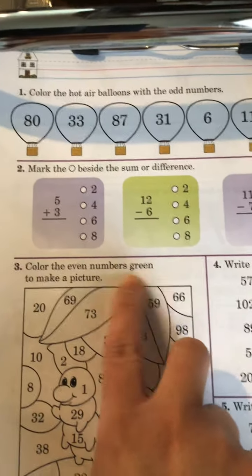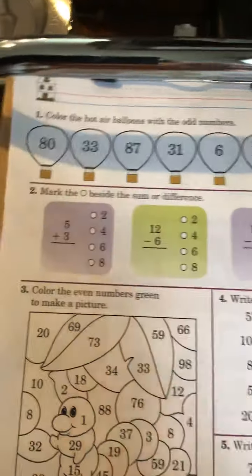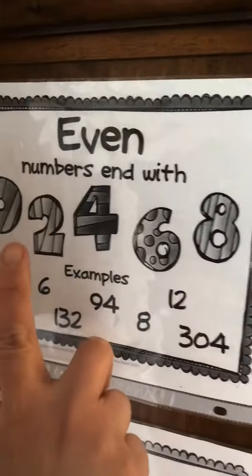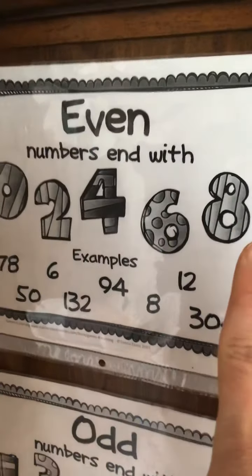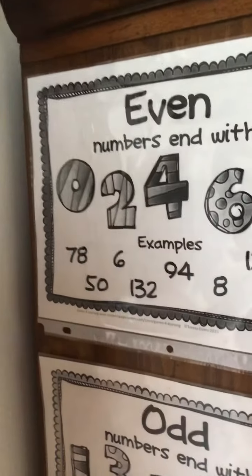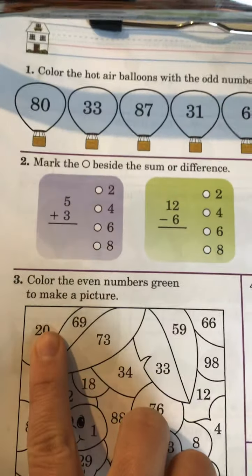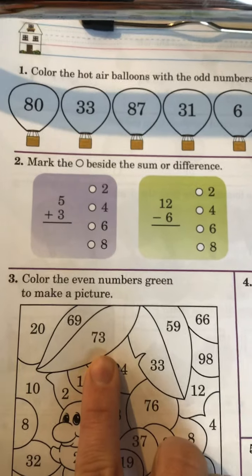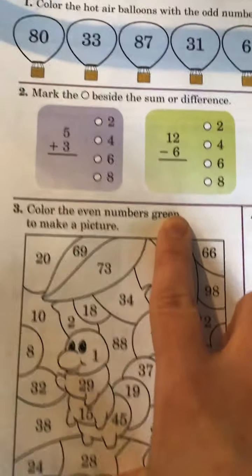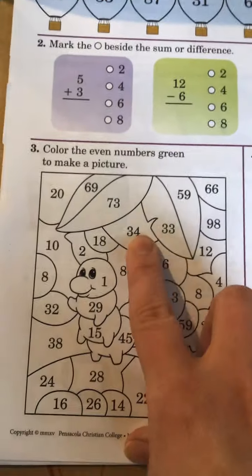Right here, you might want to write your number pattern for even numbers. I have it over here. Let's practice together. Even numbers, 0, 2, 4, 6, 8. Why don't you write that on your paper so that you can be reminded of it when you go to color. So again, look in the ones column, and if it has a 0, 2, 4, 6, 8, you're going to color it green. And that's all. You're going to leave the odd numbers alone.